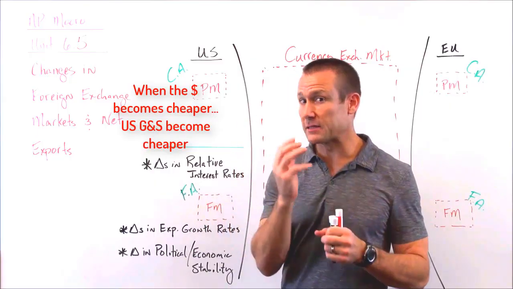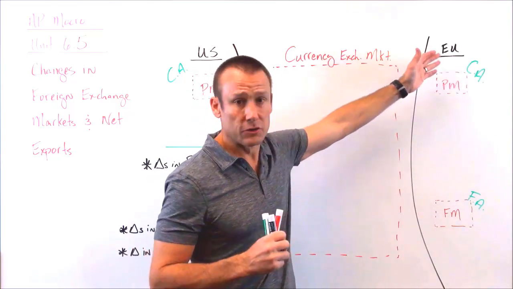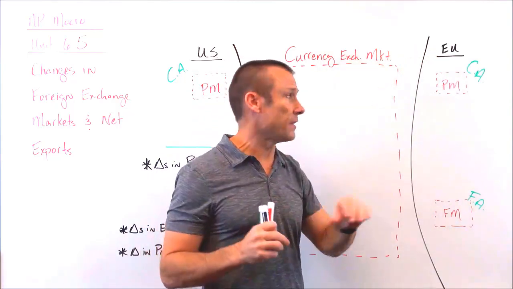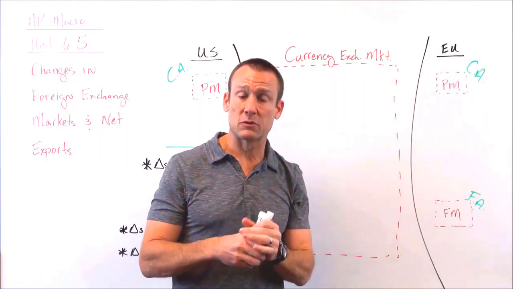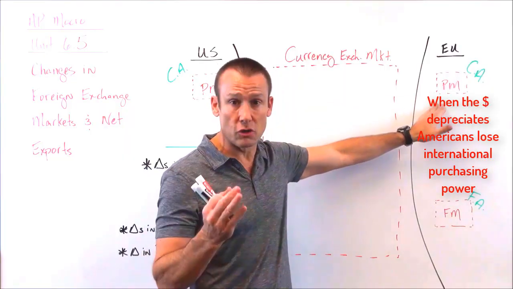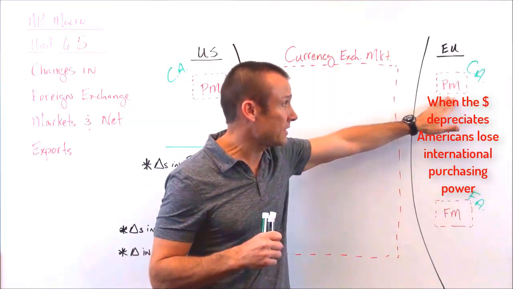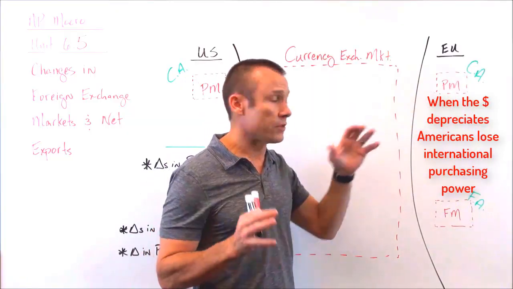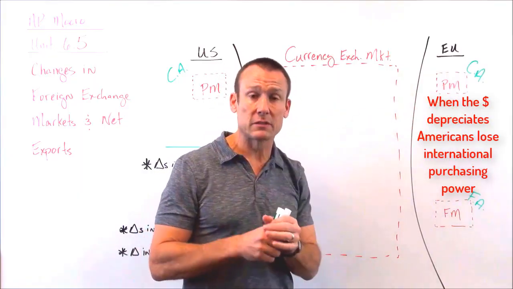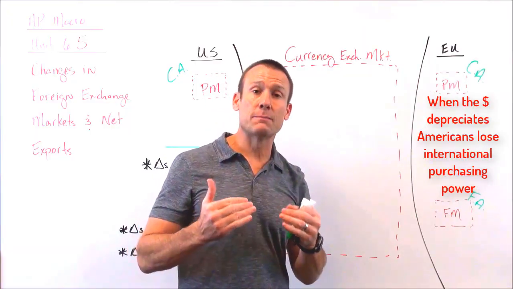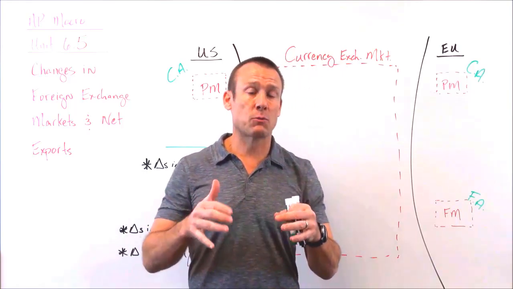exports increase. At the same time, if the dollar depreciates, goods and services abroad, I've got the European Union over here, so we'll just focus on that, are going to become more expensive, because when the dollar depreciates, that means the euro or other currencies are appreciating relative to the dollar. Since these goods and services are priced in euros, when the euro appreciates relative to the dollar, they become more expensive to Americans. Americans buy less, and U.S. imports go down. When U.S. exports go up and U.S. imports go down, net exports goes up.